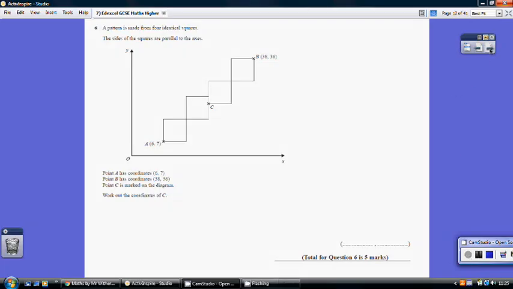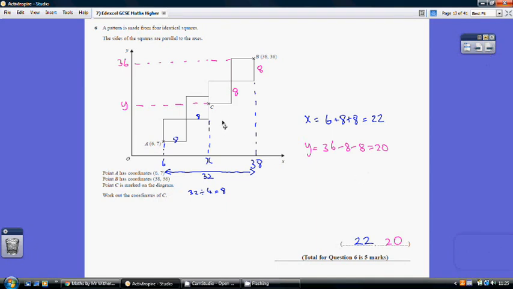Question 6. So I'm going to focus on the x-coordinate of C first of all. So we can see in terms of the x-coordinates we're going from 6 here to 38 here, and that is a length of 32. Now that comprises the base of 4 of the squares. So 32 is the length of 4 of the squares, so each of the squares must have a side length of 8. So all of these squares have got a side length of 8.